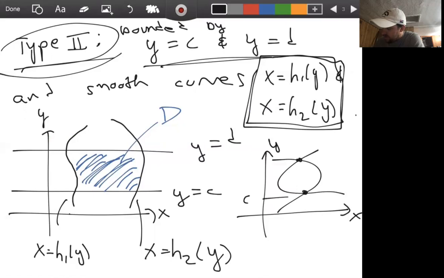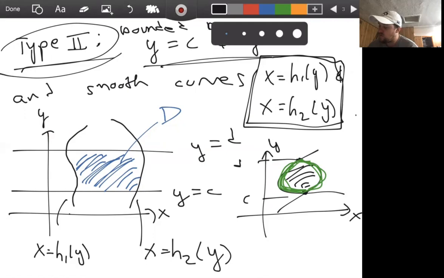Okay, and again, just for example here, you could have something where the curves intersect at y equals c and y equals d, but then you're still bounded by two functions of y, right? Like h1 and h2. And so these are the main types of regions.